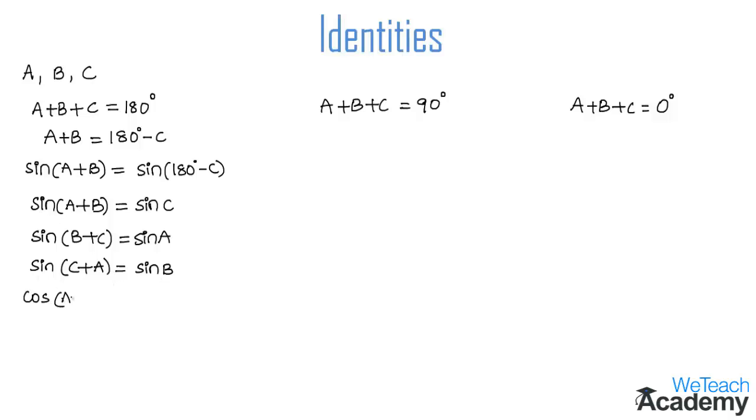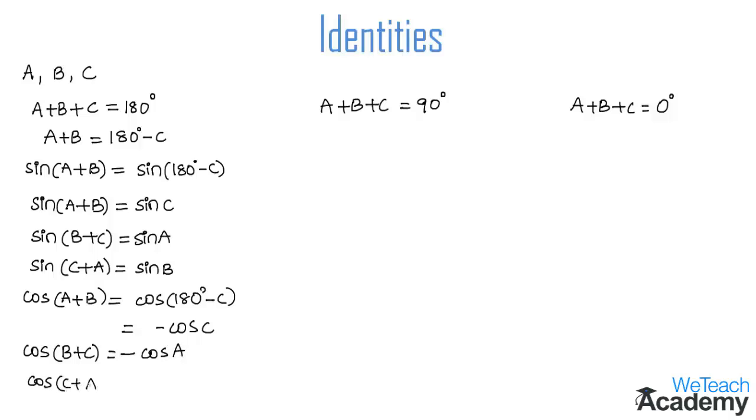So by applying cos, we get cos of a plus b is equal to cos of 180 degrees minus c. And now this is in the form of cos 180 minus theta, which is equal to minus cos theta. So here we get minus cos c. So this is the identity. And similarly, we can also get the value for cos of b plus c will be equal to minus cos a. And then cos of c plus a will be equal to minus cos b.